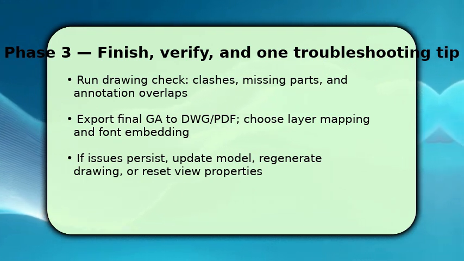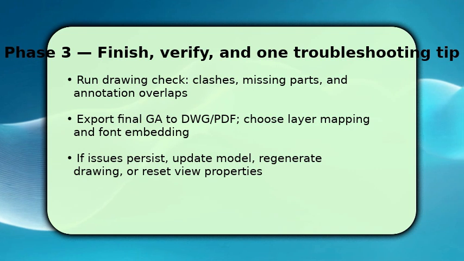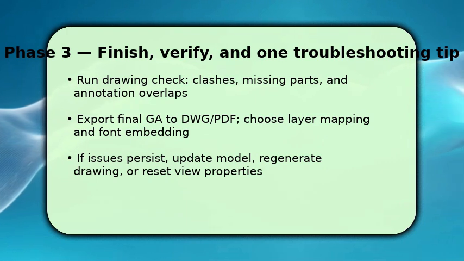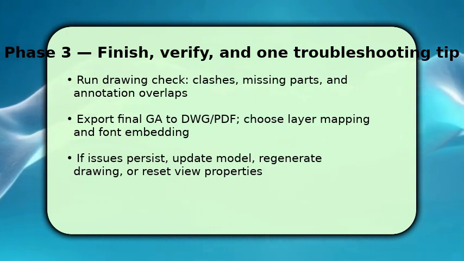Then export the GA to DWG or PDF, selecting layer mapping and embedding fonts so external teams can read it. If something still looks wrong, elements missing, wrong scale, or blank views, update the model, delete the GA and recreate it, or reset view properties. Often regenerating the drawing clears corrupted view settings and restores the correct output.